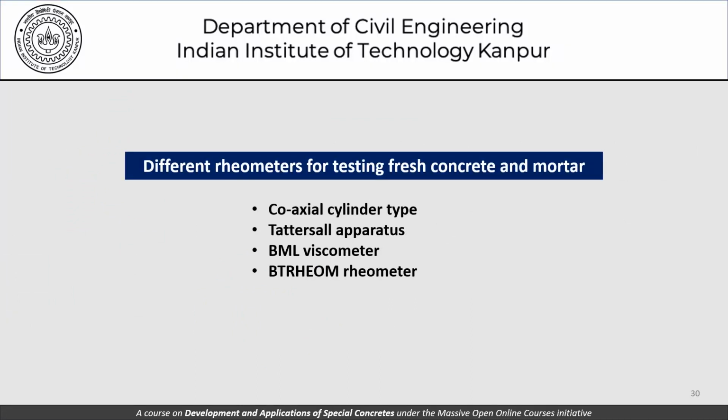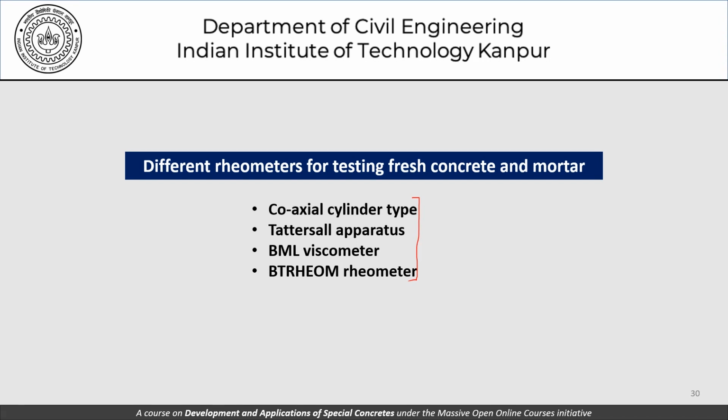As far as commercially available rheometers are concerned for measuring or testing fresh concrete and mortar, there are coaxial cylinder type, the Tattersall apparatus, the BML viscometers, and the BTRHEOM rheometers. So I don't want to get into the details of each of these. The next few slides I'm going to quickly just show you those viscometers or the type of apparatus that we use, and leave it to you to do some reading on your own. The whole idea of this exercise today was to introduce to you this important field of rheology to a concrete engineer.